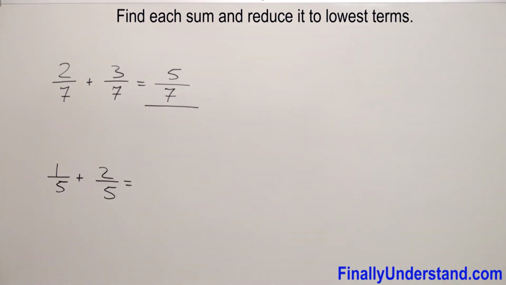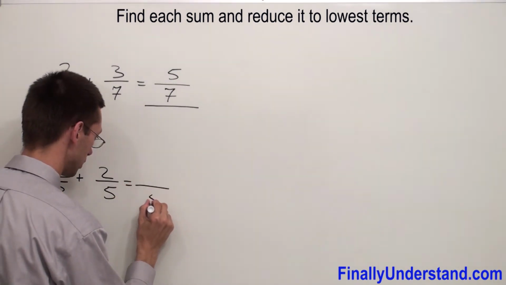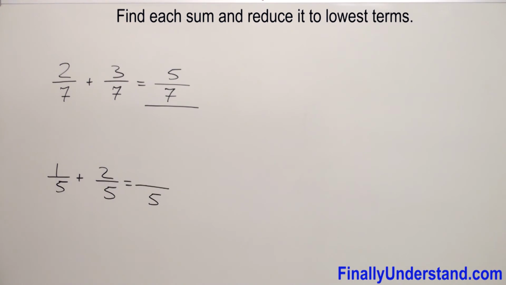Now let's check another example. Again, I have to check if I have common denominator. The common denominator for these two fractions is 5. That's why the denominator is going to stay. And if I have common denominator, I can add the numerators.